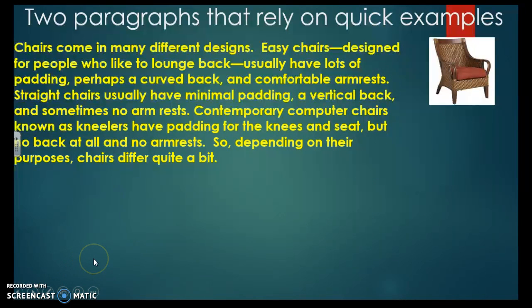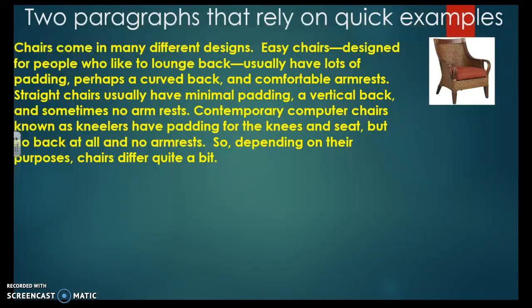Here are some examples of paragraphs that have quick examples. Chairs come in many different designs. Easy chairs, designed for people who like to lounge back, usually have lots of padding, perhaps a curved back and comfortable armrests. Straight chairs usually have minimal padding, a vertical back, and sometimes no armrests. Contemporary computer chairs, known as kneelers, have padding for the knees and a seat, but no back at all and no armrests. So depending on their purposes, chairs differ quite a bit.